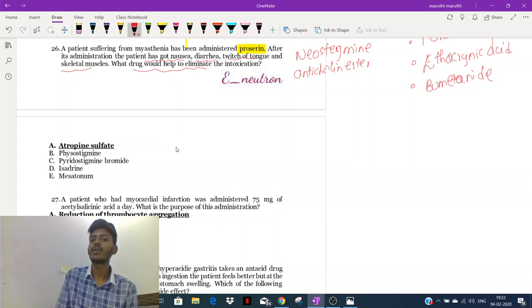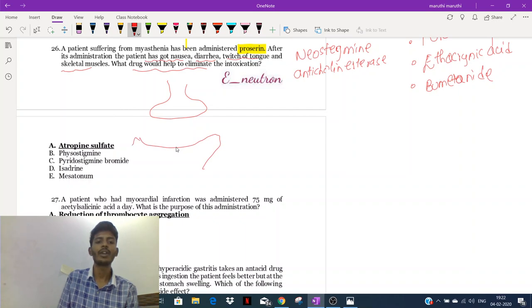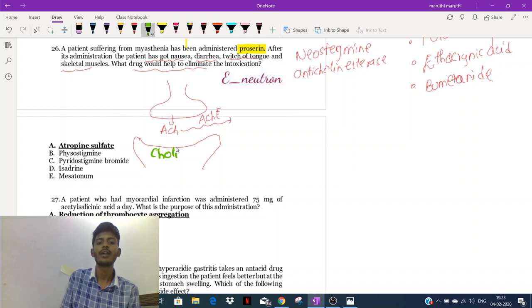What is this anticholinesterase, guys? We need to know one simple thing from the cholinomimetics chapter. What is that? We have a cholinergic neuron, acetylcholine will be released. Now this acetylcholine will be metabolized by an enzyme called acetylcholinesterase. Yes or no? Now, usually when acetylcholine comes here, it will stimulate the cholinoreceptor. When it stimulates the cholinoreceptor, it will increase the parasympathetic activity.